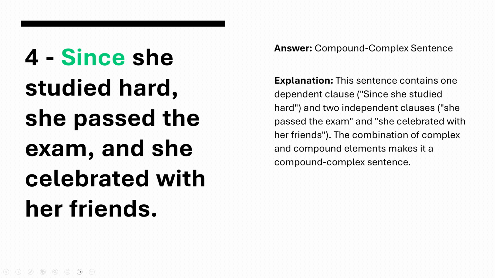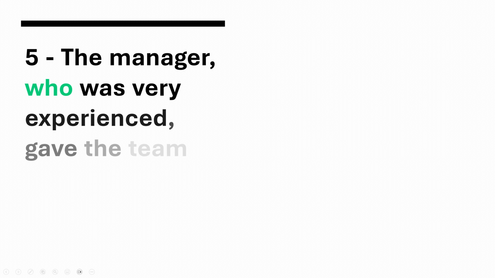It makes sense. She studied hard, which is a dependent clause. It can't stand alone. And she passed the exam, this is independent. This one also, she celebrated with her friends, also independent. So we have two independent clauses and one dependent clause. That's why this sentence is a compound complex sentence. Now let's see the last one.